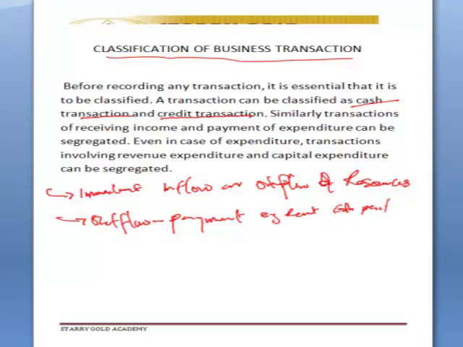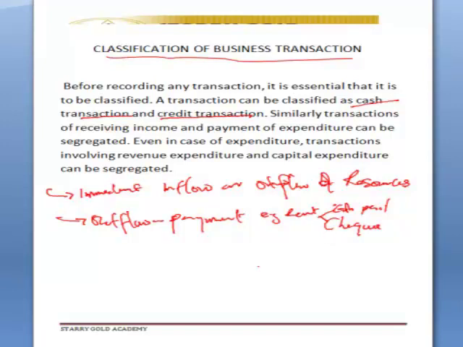Or a check is being issued. So for a cash transaction, the paramount information is that payments are being made immediately, either in the form of cash or in the form of check. Or there is an inflow, a receipt being earned in the form of cash or check. Such a transaction is referred to as a cash transaction.